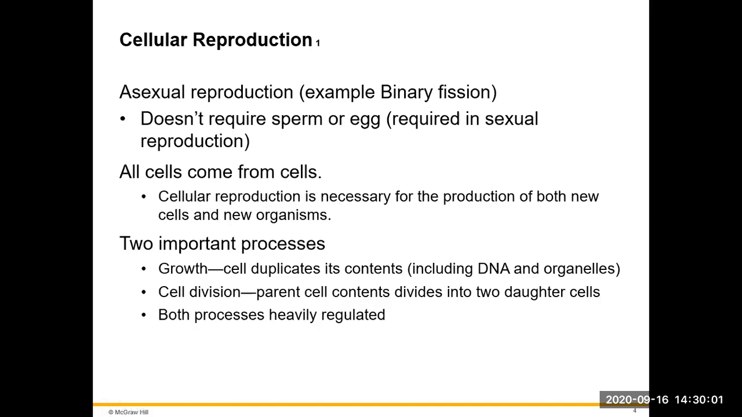Two important processes in cellular reproduction are growth and cell division. Growth is when the cell duplicates its contents, in particular its genetic material and the rest of the organelles. Whereas cell division is when the parent cell's contents divide into two daughter cells. Both processes are highly regulated. You cannot perform cell growth and division without regulatory control mechanisms.